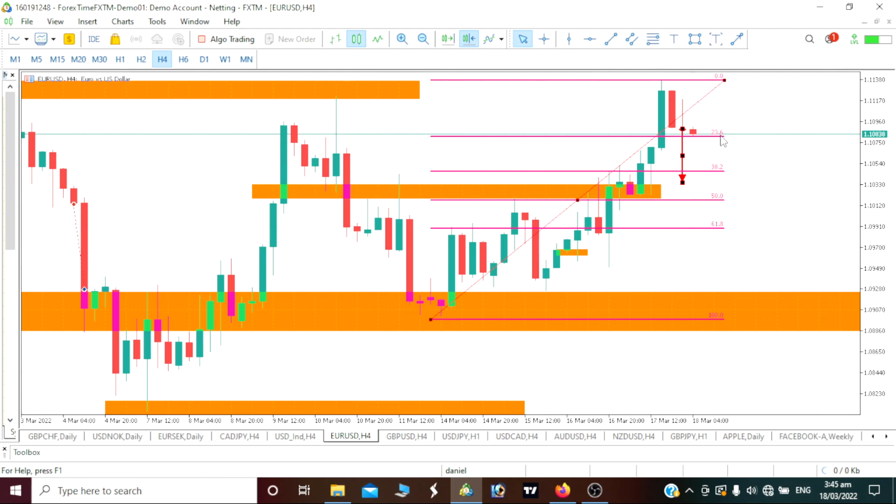You see that our price has gotten to 23.6. So possibly our price can react to this 23.6. Yes, it can actually push up from 23.6, but I want to see our price get to our 38.2 before I will be taking a buy position. Let's not forget that we can also see our buy position right now when our price has clocked this 23.6.